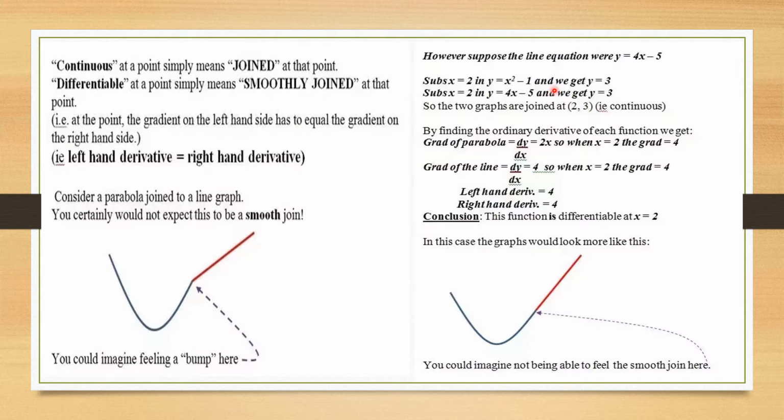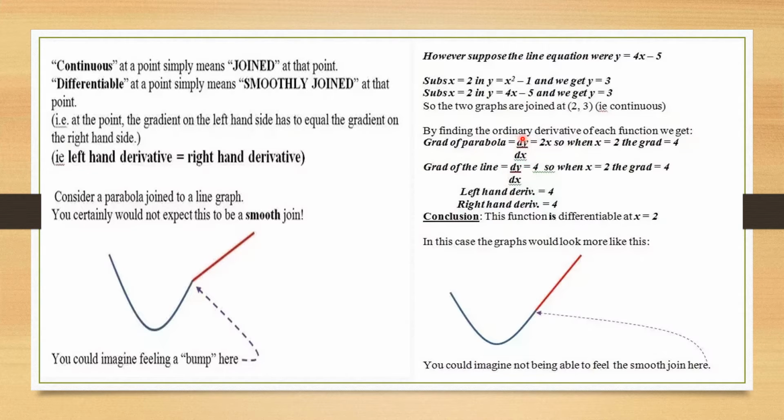As both the curves are continuous, as you keep changing x you will keep getting the values of y. Now, by finding the ordinary derivative of each function, what do we get? Say the gradient of this parabola. This is a parabola, so gradient means you must be aware of the derivatives and how to take them: dy by dx is 2x. The derivative is the gradient.